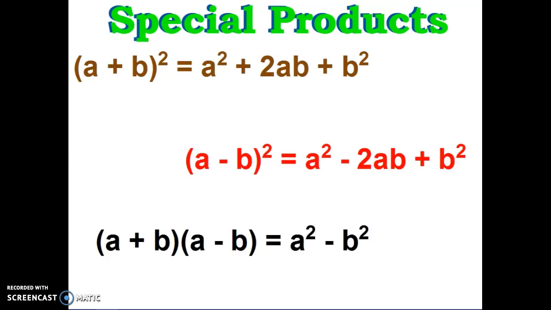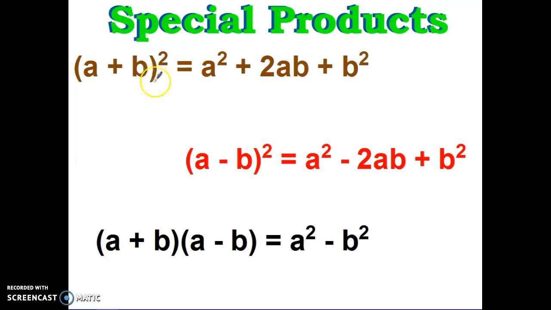Well, the introduction is over. Special products, everybody. We are dealing with FOIL. FOIL was first, outer, inner, last. It is when we multiply two binomials. And we know FOIL is spelled F-O-I-L, four letters, two binomials. And so today is a special way of seeing special products.